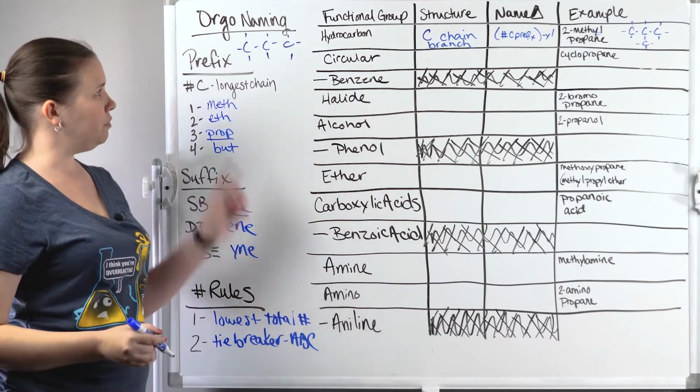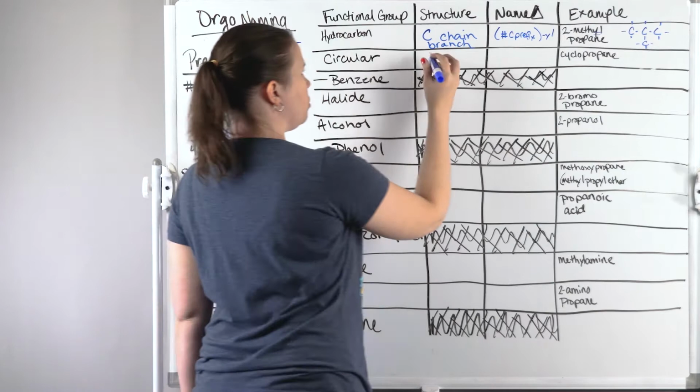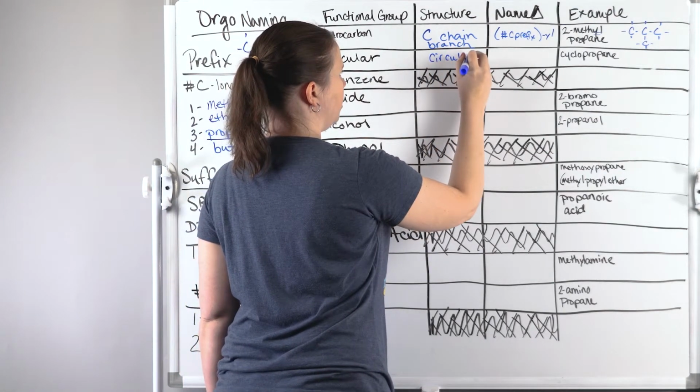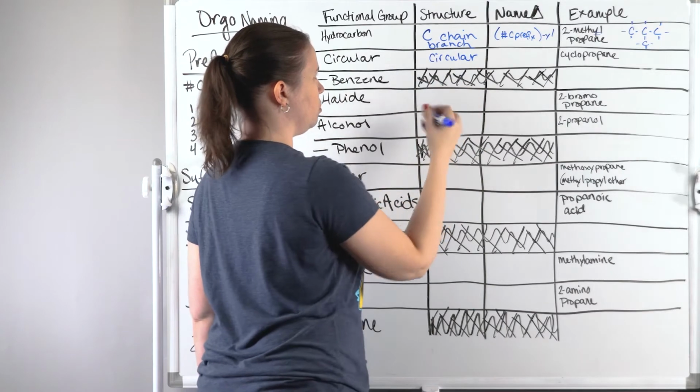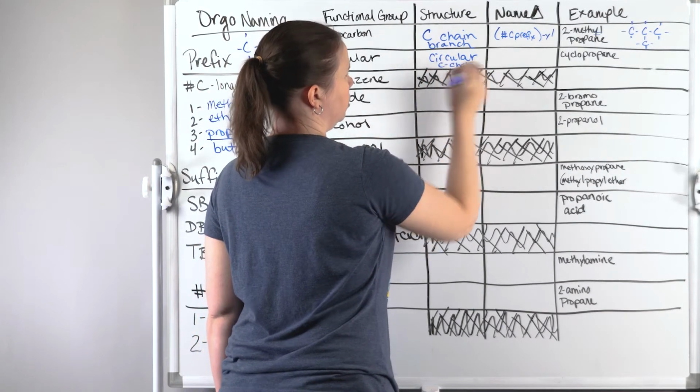Now it is possible for the branch to circle around itself. So then you're just going to get a circular structure, a circular carbon chain.